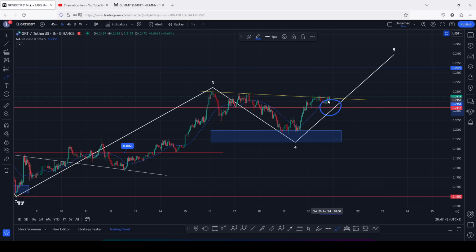We have also managed to break above the 20-day MA here on the 1-hour chart, and also seen a break of structure here on the charts in a move that is indicating that there are high chances that you are going to continue seeing higher prices.